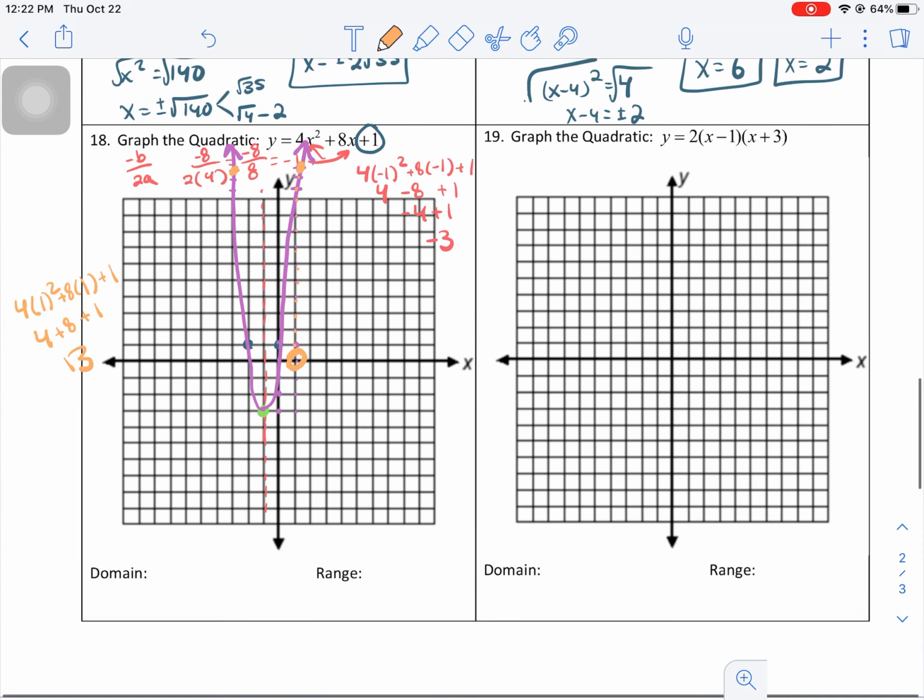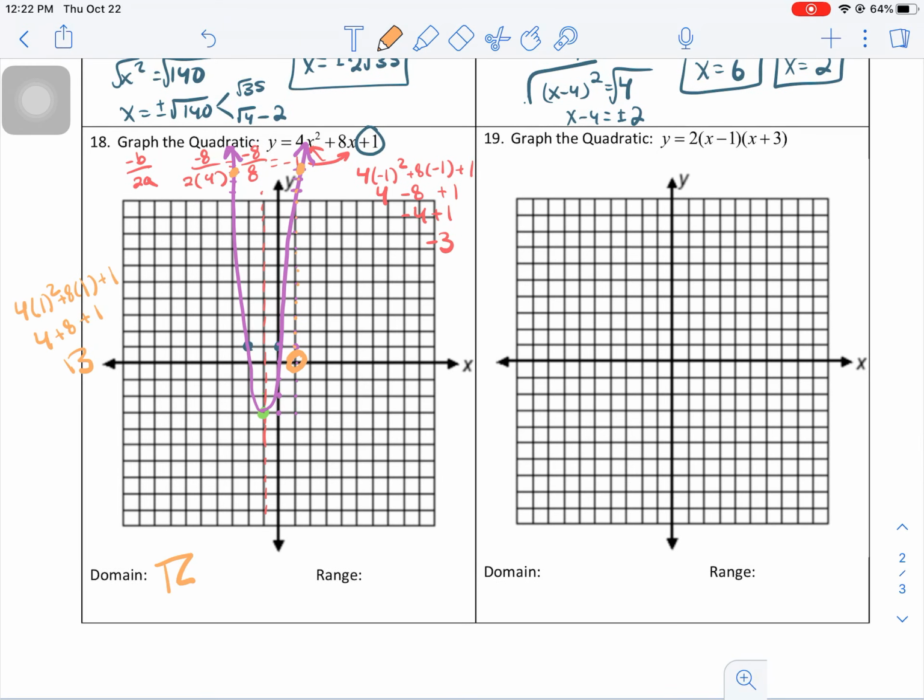When talking about domain and range, domain, all of the possible x values. Well, we can plug in anything into this equation. So we would say all real numbers for the domain, right? Also, we can see that it's going to the right forever and the left forever based off of our arrows. For the range, we do have a lowest value. The lowest value in this case is negative 3. So we're going to say it goes down to negative 3, but then goes up to positive infinity.